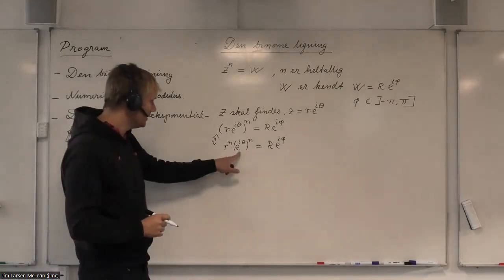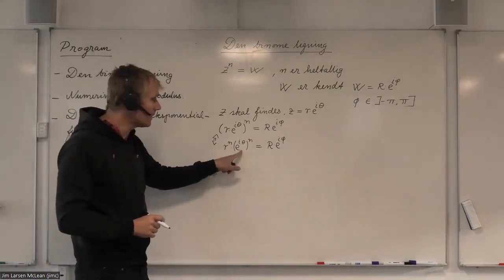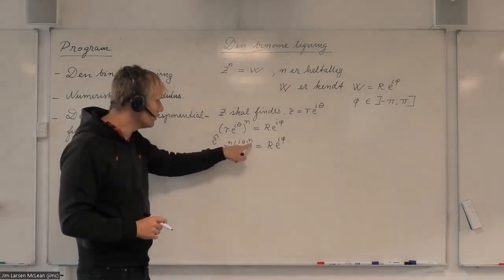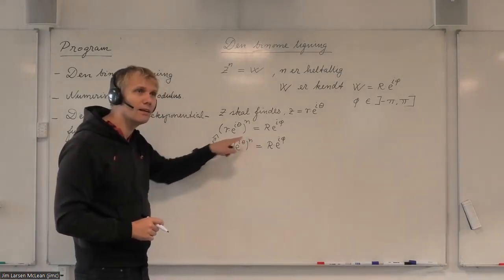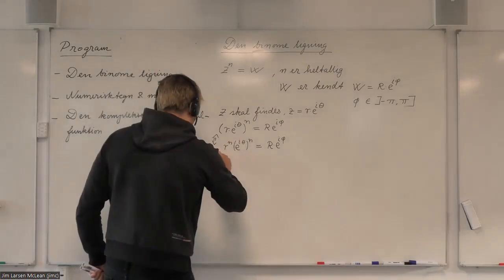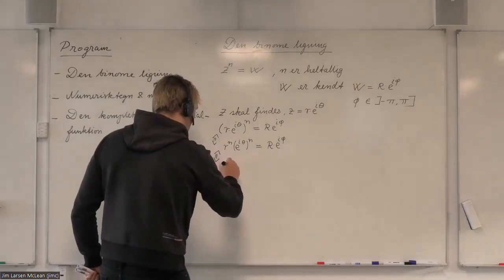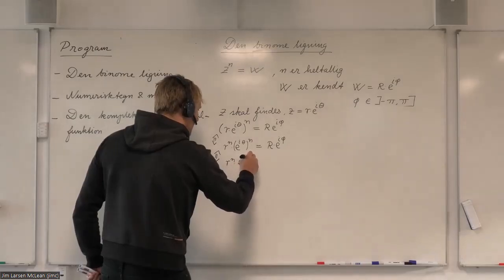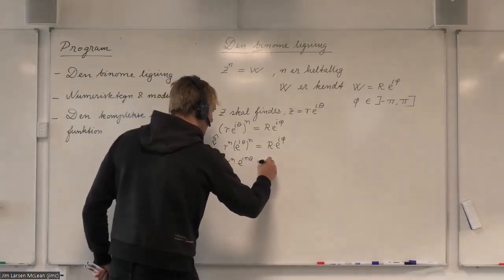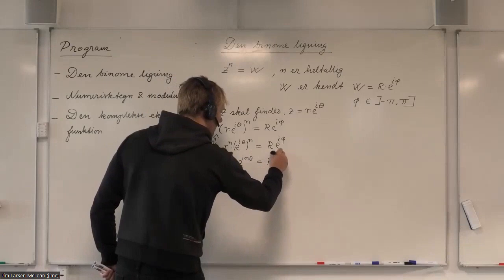So here we have a power rule we can use. We need to multiply the exponents. As it's a power raised to a new exponent, one must multiply the two exponents. So now we can rewrite it like this: r to the nth power times e raised to the i times n theta. And on the right side, I'm copying and pasting again because I haven't changed anything there.